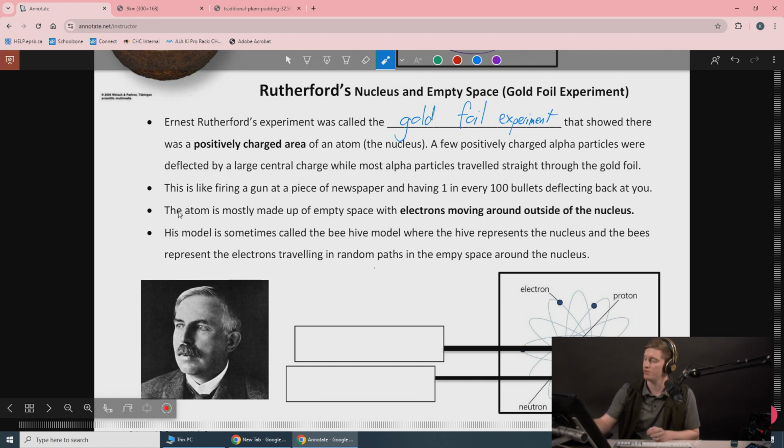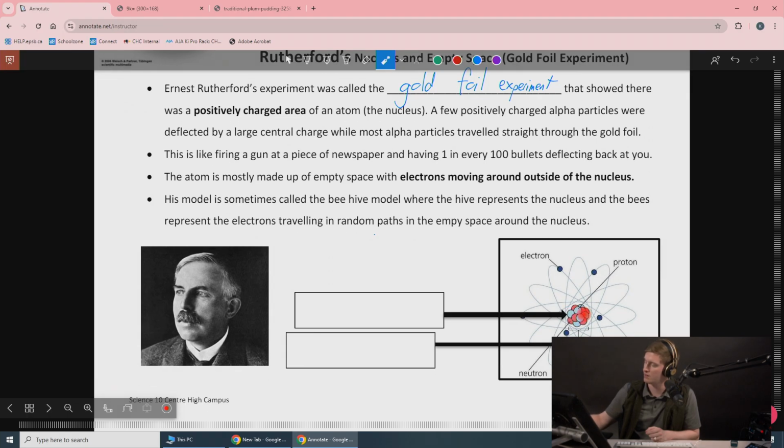And so he thought that the atom is mostly made of empty space because the particles would fly through, with the electrons moving outside the nucleus, but sometimes those positively charged alpha particles would hit a positive center, and because positives would repel those positive alpha particles, they bounced backwards or were deflected off the side. Sometimes this model is called the beehive model because you have this hive in the center and the electrons are like bees flying around in random paths to occupy this empty space.